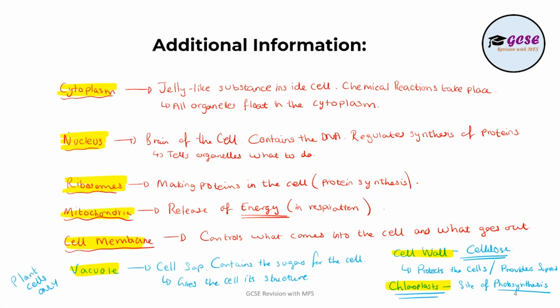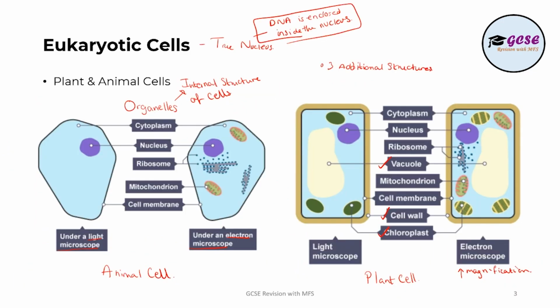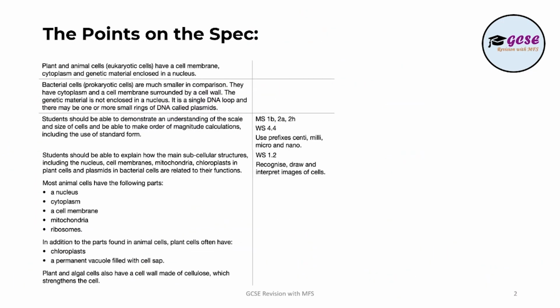Those are the three additional structures which are present in plant cells. And we've got these structures over here, which are present in both plant and animal cells. So we've looked at eukaryotic cells, and if we just switch back to the points on the spec, we know that plant and animal cells are eukaryotic cells that have a cell membrane, cytoplasm, and genetic material enclosed in the nucleus. We're going to have a look at bacterial cells now.